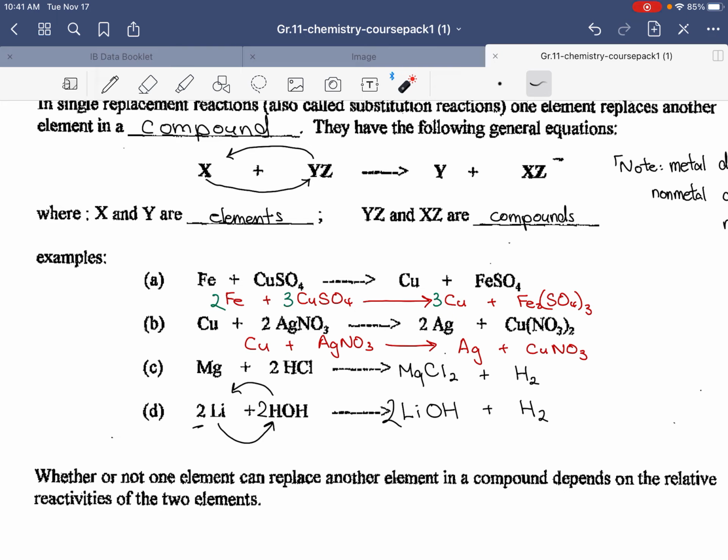Y may say, who are you, X? Who do you think you are? You're just going to come here and displace me just like that? You're going to have to have potential, man. Do you have the potential to displace me so you can hook up with Z? Because if you don't, this is not going to happen.